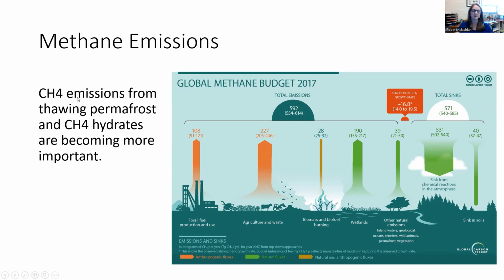You can also see that methane emissions from thawing permafrost, which you could argue is a natural process, but is human induced, right? We are causing that melting permafrost. And the methane from gas hydrates, which again is natural, but humans are inducing them to melt and then go into the atmosphere, are becoming more important. Right, more influential the more and more that they are released.